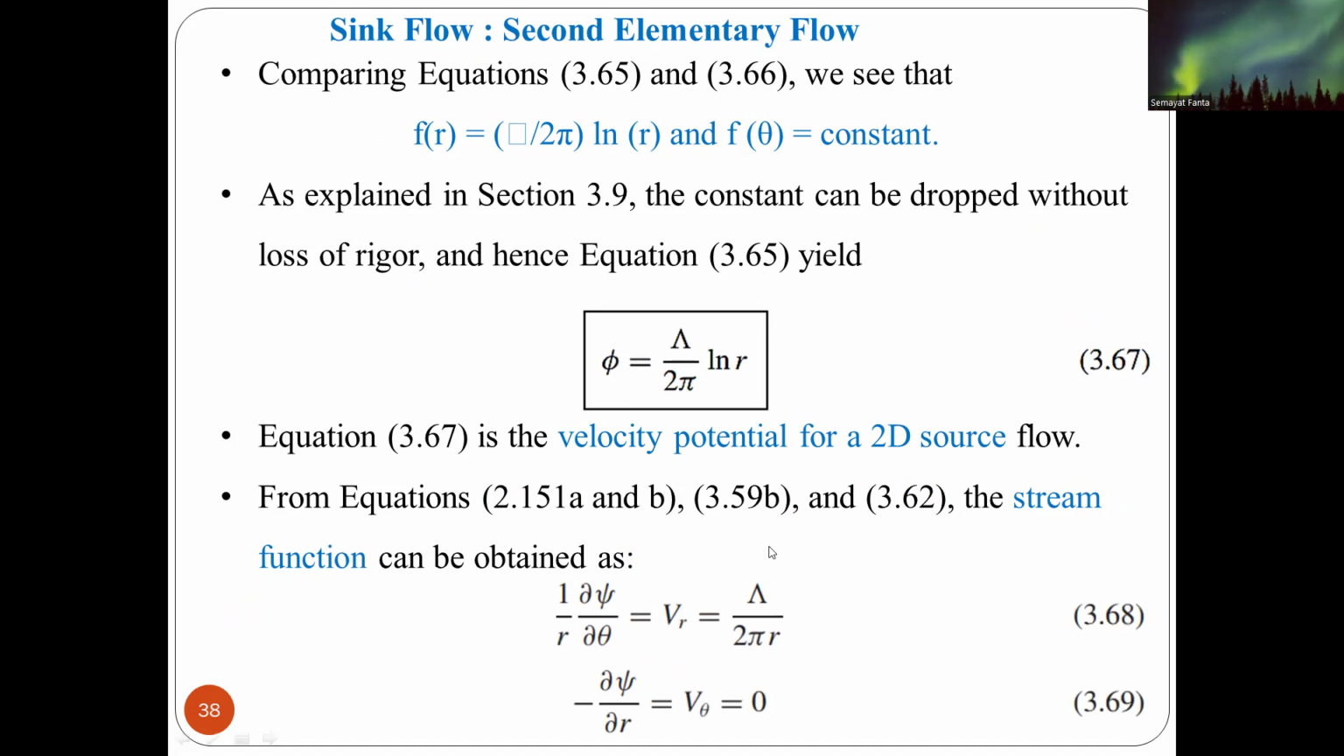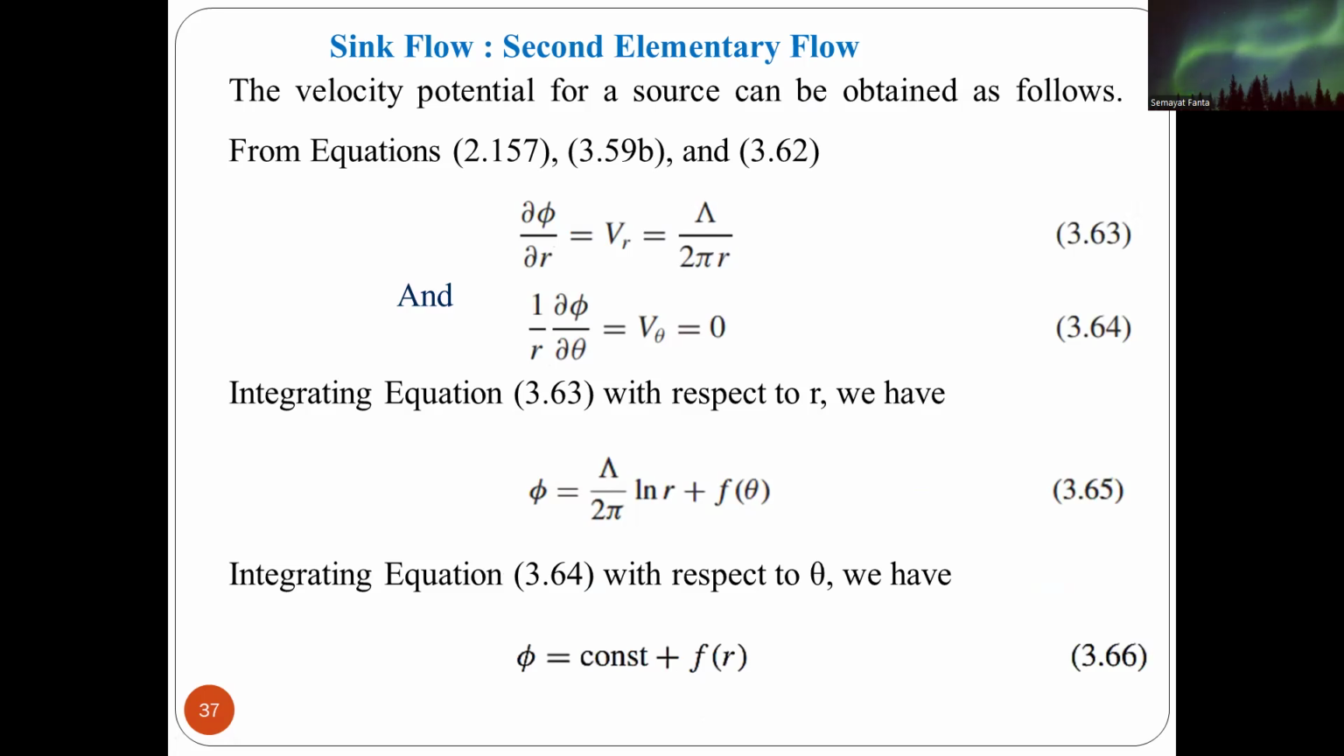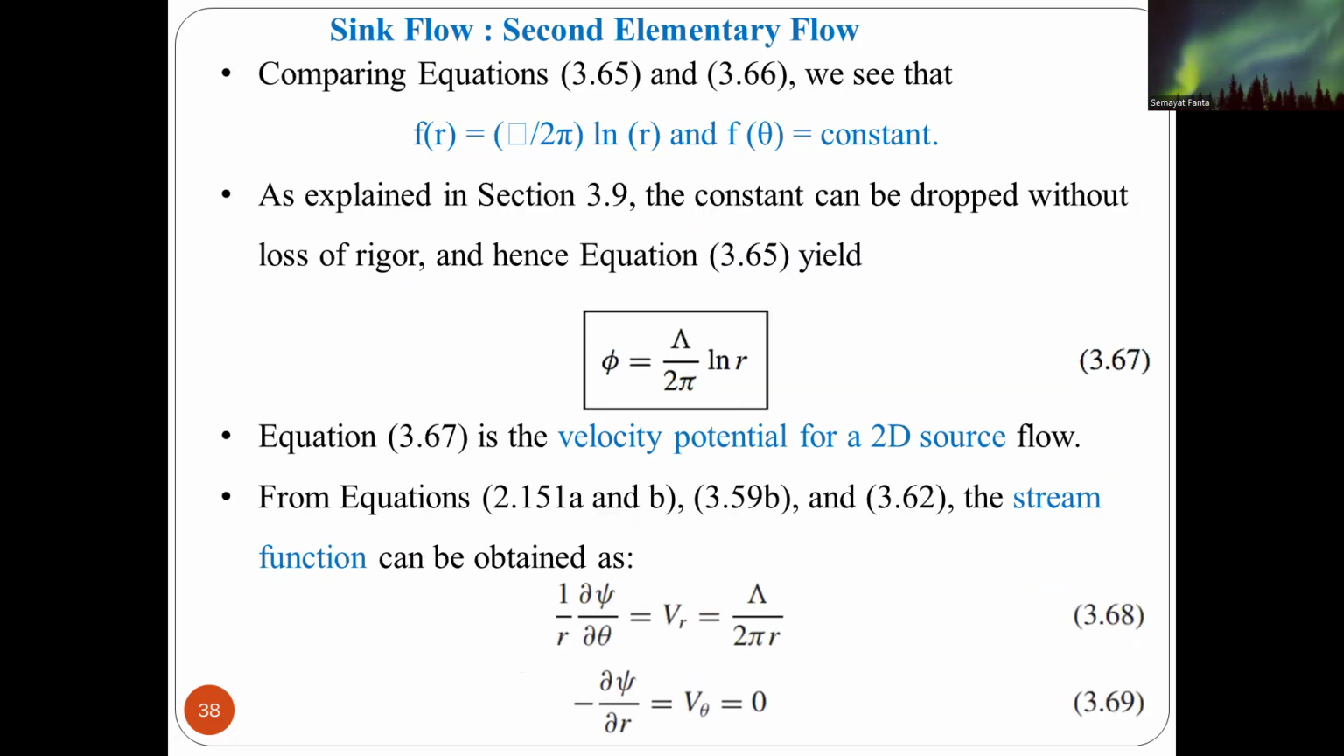In a similar fashion as we have done before, neglecting the constant terms f of theta and f of r, what we have left is phi equal to the source strength divided by 2 pi, ln r. This is for source flow. If it is considered sink flow, we can take the minus sign. So this equation represents the velocity potential for 2D source flow.